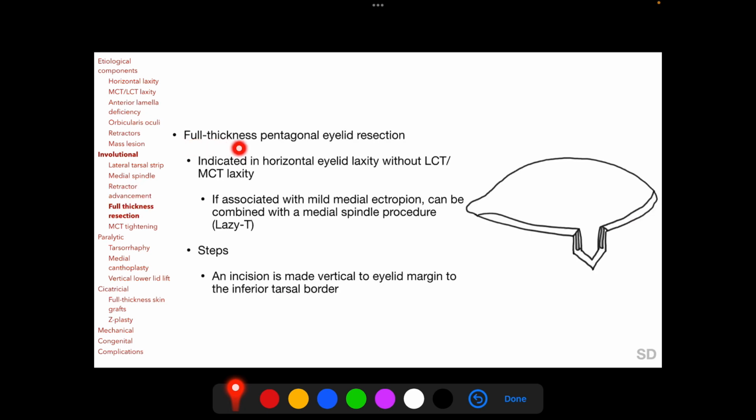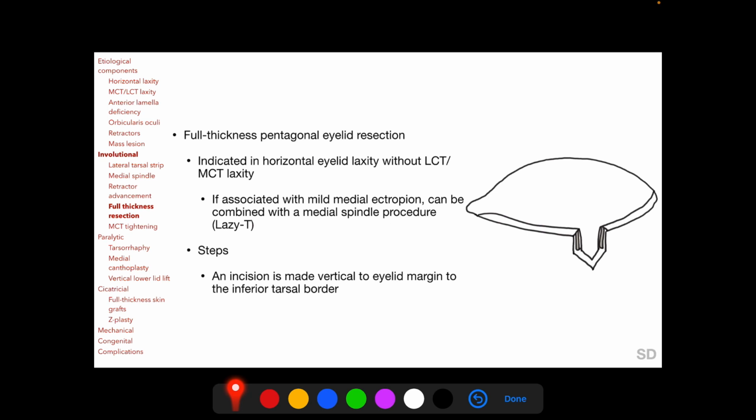Full thickness pentagonal eyelid resection is indicated in horizontal eyelid laxity without significant canthal tendon laxity. If this horizontal eyelid laxity is associated with mild medial ectropion, full thickness pentagonal eyelid resection can be combined with a medial spindle procedure, and this is called the lazy T procedure.